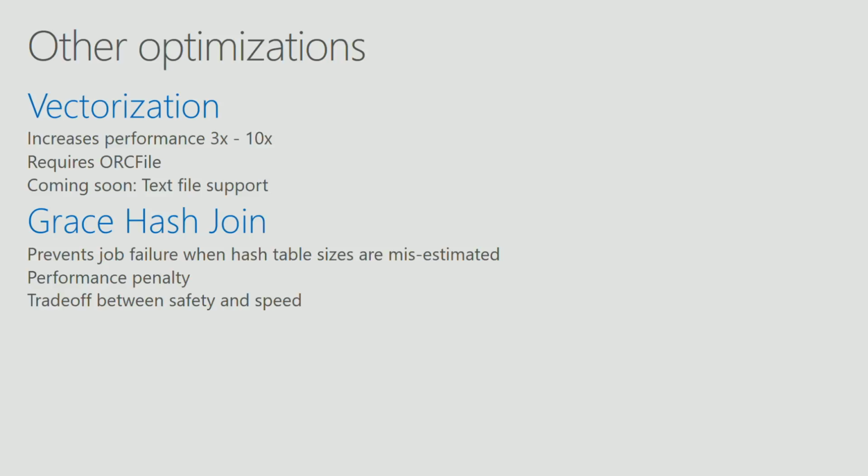The second optimization here is grace hash join. I talked about the three joins before. Sometimes some joins fail. If you set grace hash join equals true, it'll make sure to try again with different types of joins. There's a performance penalty you're paying, but if you're running a one-off ad hoc job and you're willing to pay the penalty, this is a good choice because there's a good chance it might work.